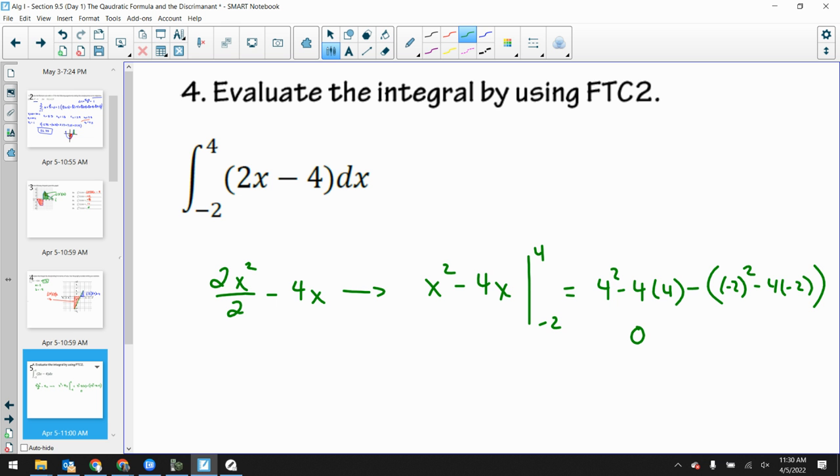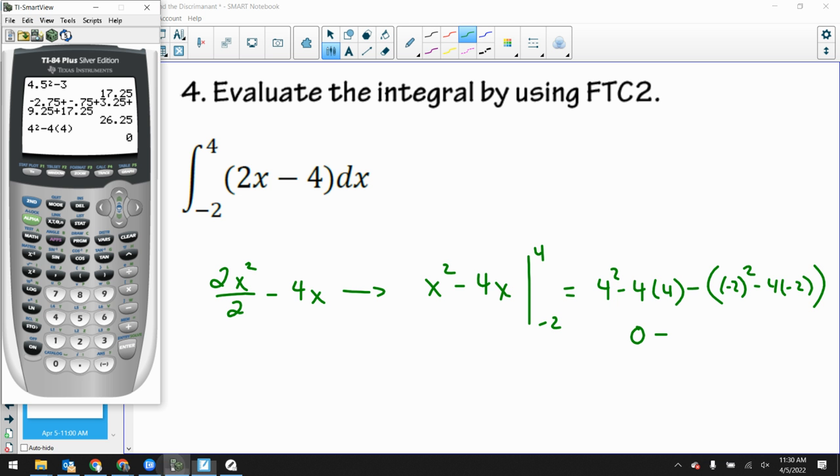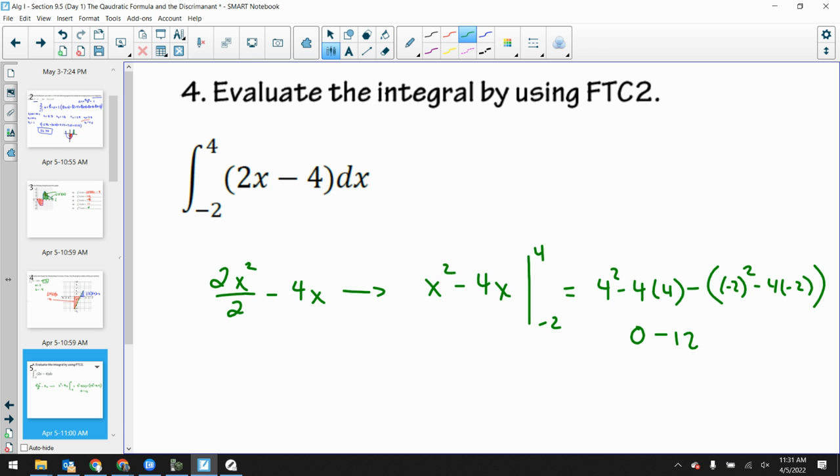And then we have minus, my right chunk, which is negative 2 squared minus 4 times negative 2. That's 12, so 0 minus 12. Oh, okay, that makes more sense now: negative 12.